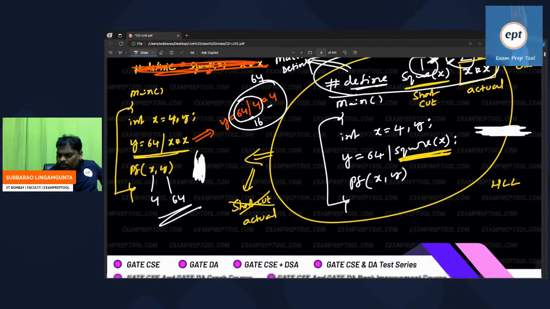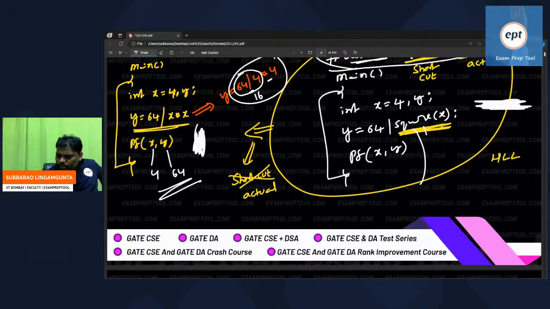Listen, some people are doing this one like this. What they are doing is 64 by square of x, with x value 4, so they think 4 into 4 is 16. That is wrong. If you do this, it will become 64 by 16, and only 4 will come. It is wrong.